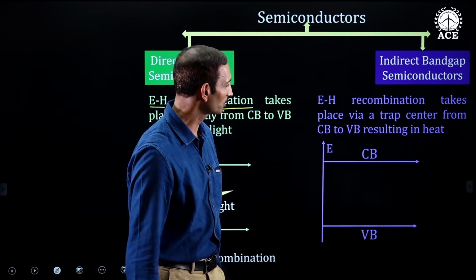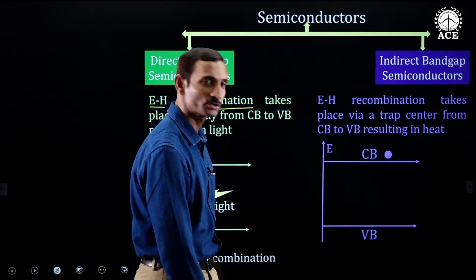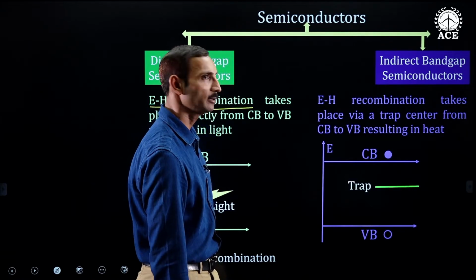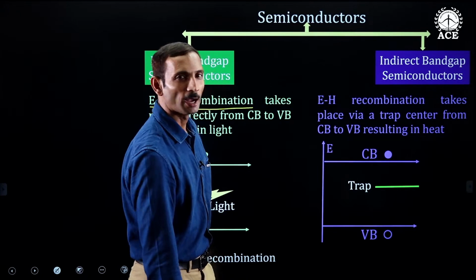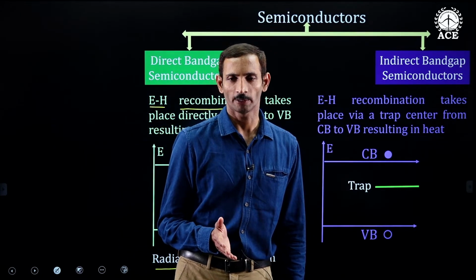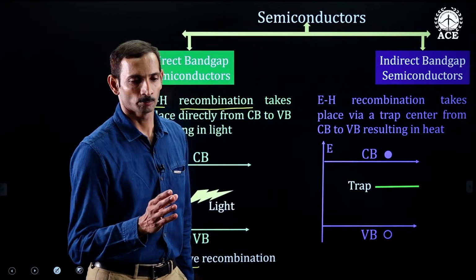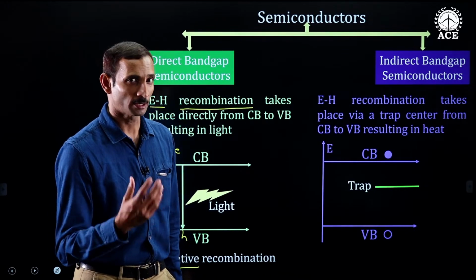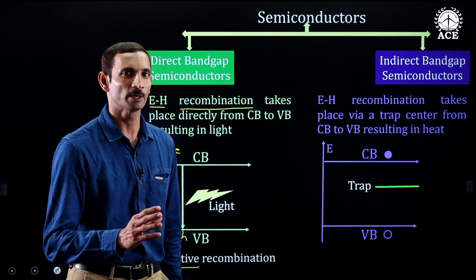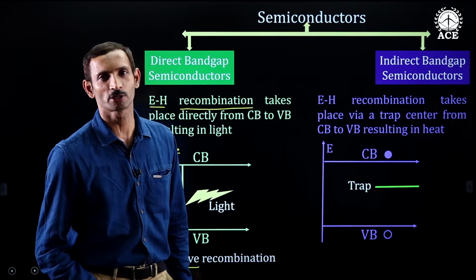So again, let us go back to this energy level structure, CB and VB. There is an electron in the conduction band, there is a hole in the valence band, and there will be a trap center. I need to tell you about these trap centers. When semiconductors are made, we make use of doping deliberately to increase the conductivity of the material. Doping is nothing but the addition of impurities, and because of it we have charge carriers produced in the material.